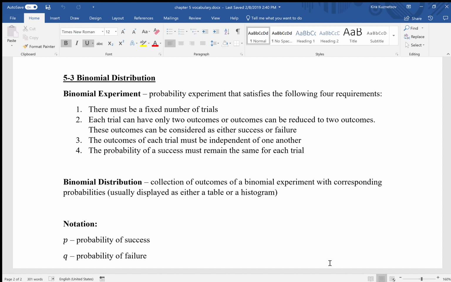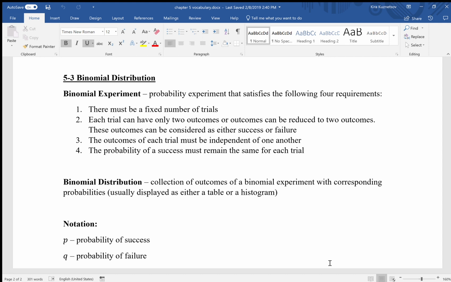The hardest thing for a binomial experiment is to be able to recognize it. So it should always be in the back of your mind because this is not going to be visible that we're talking about a binomial experiment. But if the four items are satisfied, you are able to use a binomial distribution, binomial formula, and binomial probability, and all of the formulas that we're going to talk about in 5-3.